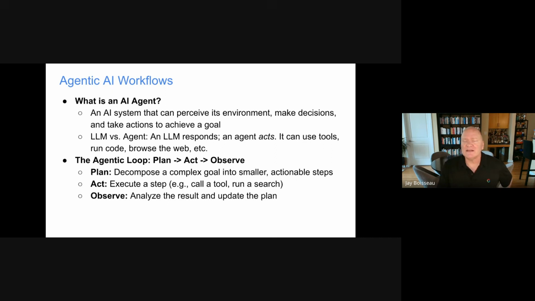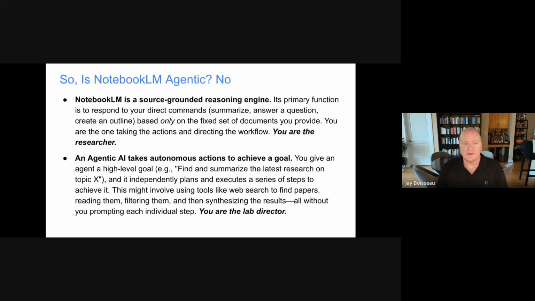So what is an LLM versus an agent? Well, the LLM responds. You've seen Gemini responses. You've seen Gemini-based tools like NotebookLM respond. The agent acts. It can use tools, run code, browse the web, etc. So it's got a plan, act, observe loop. This is why agentic AI is all the buzz now. It can create more autonomous systems. It can take more actions, even in human-in-the-loop systems.